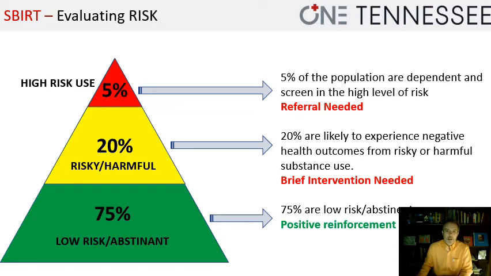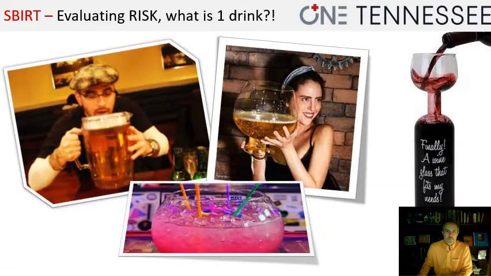So when evaluating risk, it is very important that we know exactly what is one drink. When talking to your patients, you may be thinking a 12-ounce beer. They may be thinking these kinds of beers in these pictures. So make sure that you are both on the same page and you know exactly what the definition of one drink is. Let's take a look at what that is.